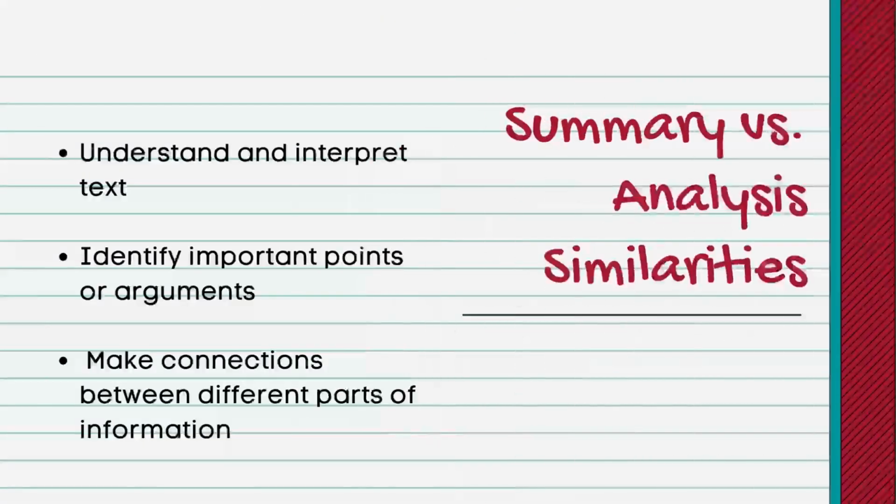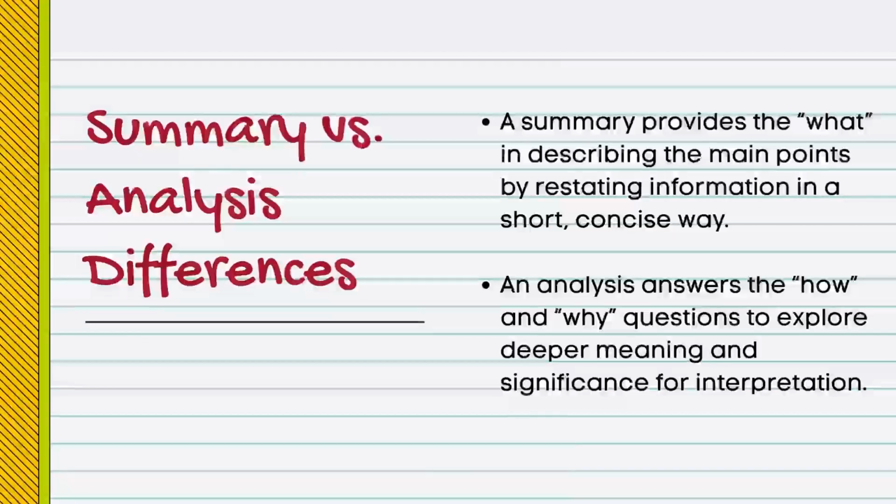A summary sets the stage for analysis, showing how the two are similar for enhancing the comprehension of a text. Both help a reader to understand and interpret text, identify important points or arguments, and make connections between different parts of the information. However, it is important to note the differences between summary and analysis. For example, a summary provides the what in describing main points by restating information in a short, concise way. An analysis, however, answers the how and why questions to explore deeper meaning and significance for interpretation.